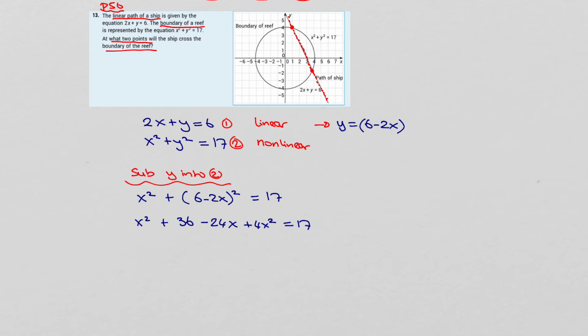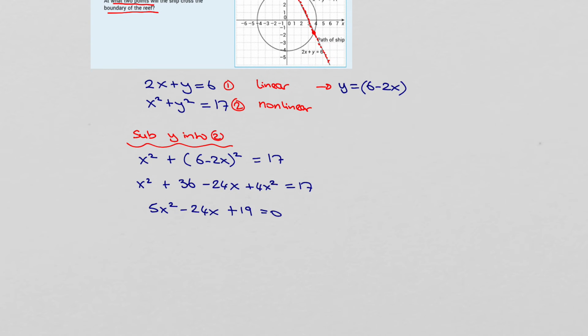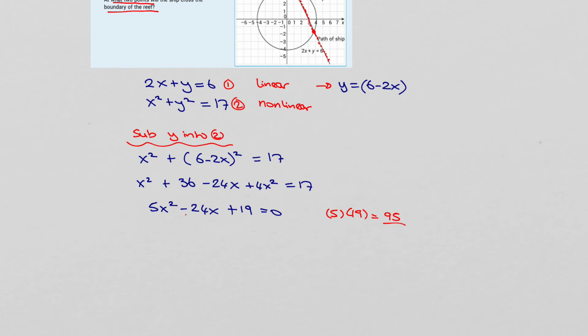So I have x squared and 4x squared is 5x squared. Then I have a minus 24x. And then if I subtract 17 from both sides, I get 36 minus 17, which is plus 19. I can't simplify that by dividing across by 5, so I'm going to go straight to solving my quadratic. So I can say 5 times 19 is 95. So my factors of 95 that multiply to give me 95 and add to give me this minus 24 will be minus 19 and minus 5.